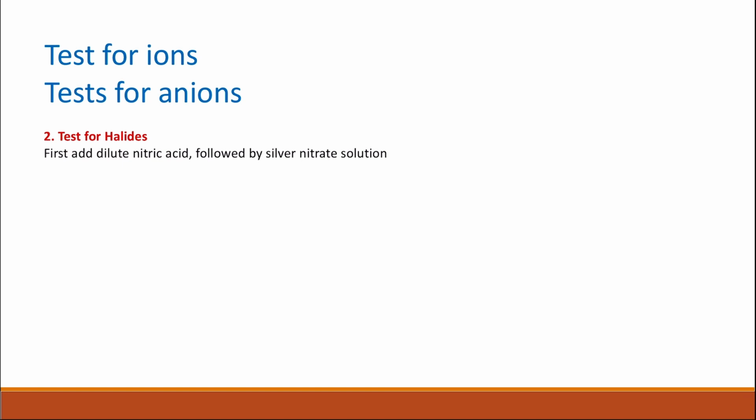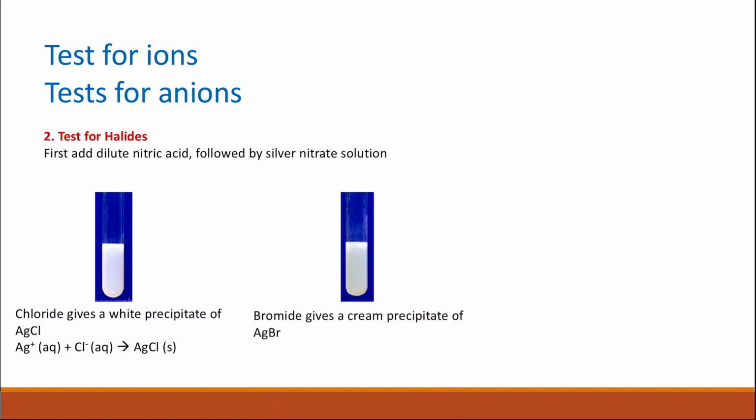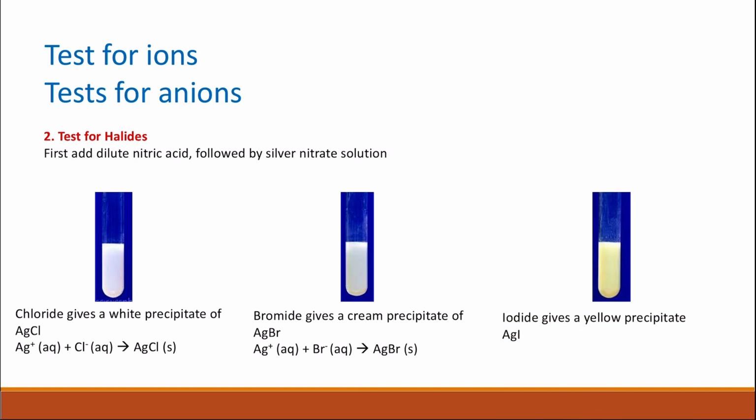First, we need to add dilute nitric acid to our substance, and then we will add silver nitrate solution. Different halides will give different colored precipitate with silver nitrate due to the formation of insoluble silver halides. So chloride will give a white precipitate of silver chloride. Bromide will give a creamy precipitate of silver bromide, and iodide will give a yellow precipitate of silver iodide.